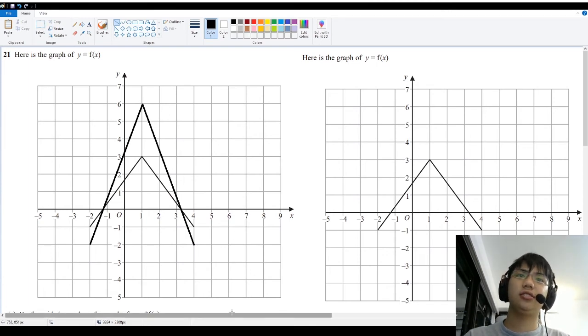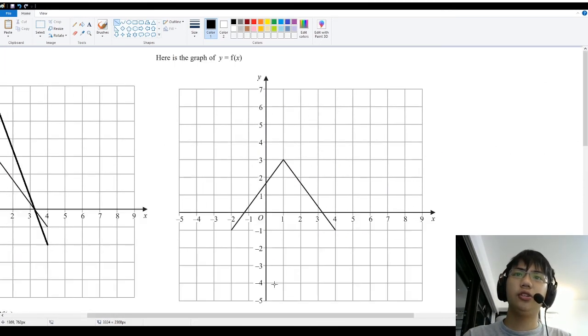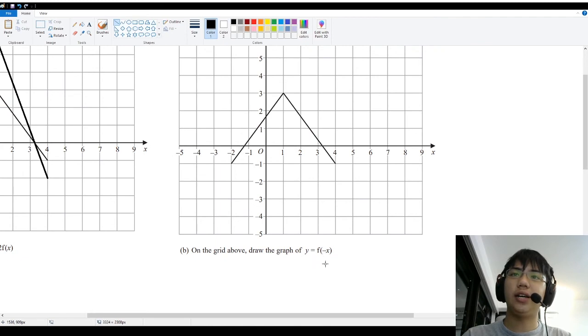So you have this. On the grid above, draw the graph of y equals f of negative x. So f of negative x is a reflection on the x-axis. So reflecting this on the x-axis, we have 2, negative 1 going up to negative 1, 3. Then from negative 1, 3 we go down to negative 4, negative 1 like this.